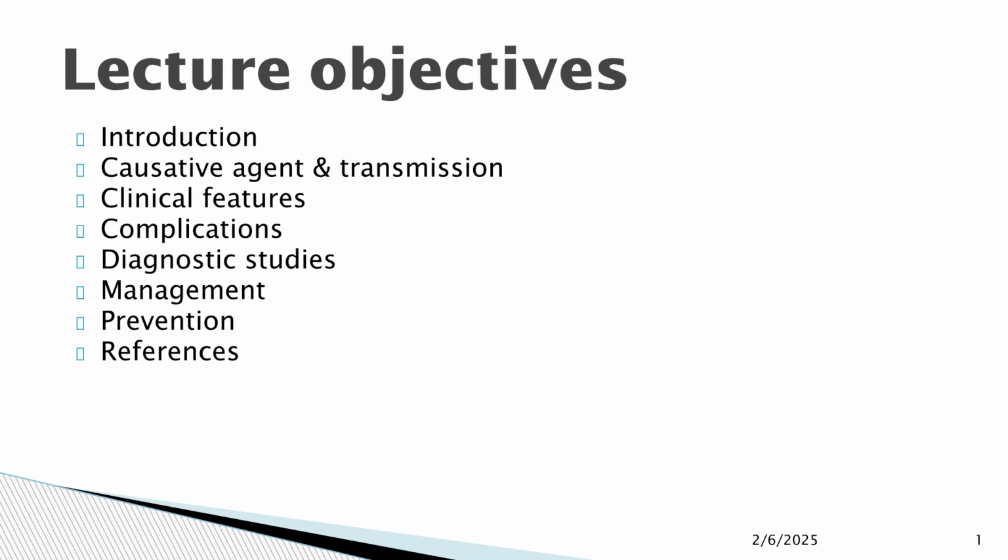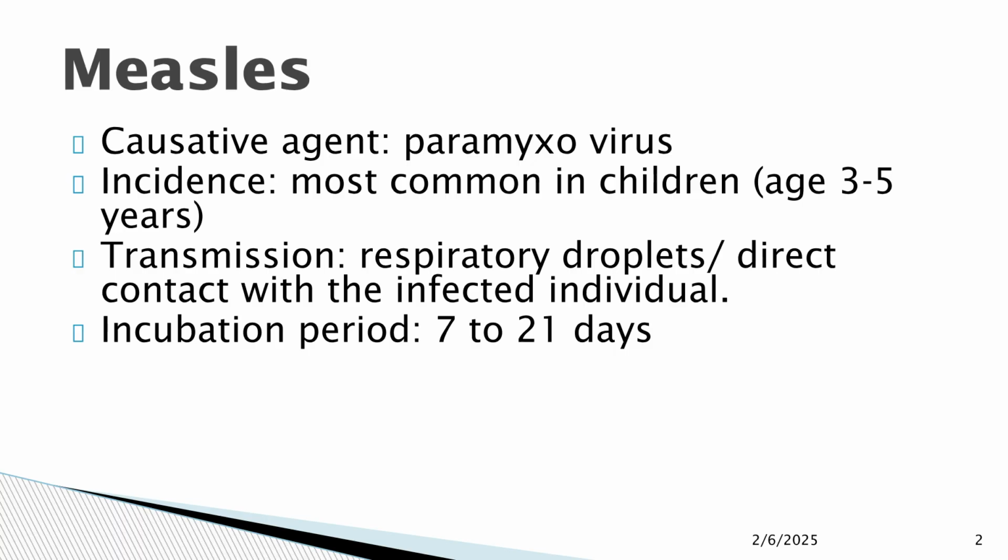This video will cover the introduction, causative agent, transmission, clinical features, complications, diagnostic studies, management, prevention, and references related to measles. Measles is caused by the paramyxovirus and is most common in children aged 3 to 5 years. It is transmitted through respiratory droplets or direct contact, with an incubation period of 7 to 21 days.